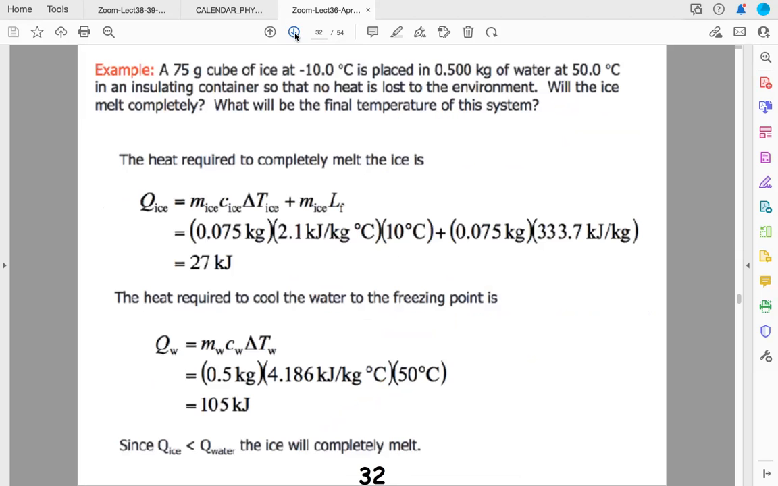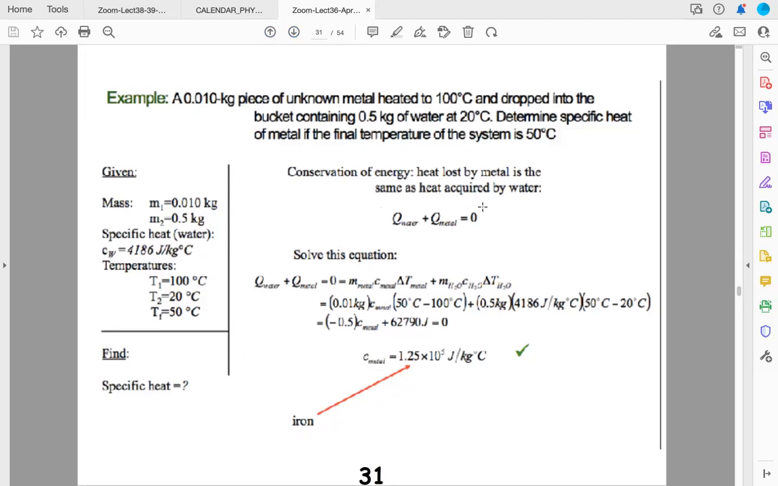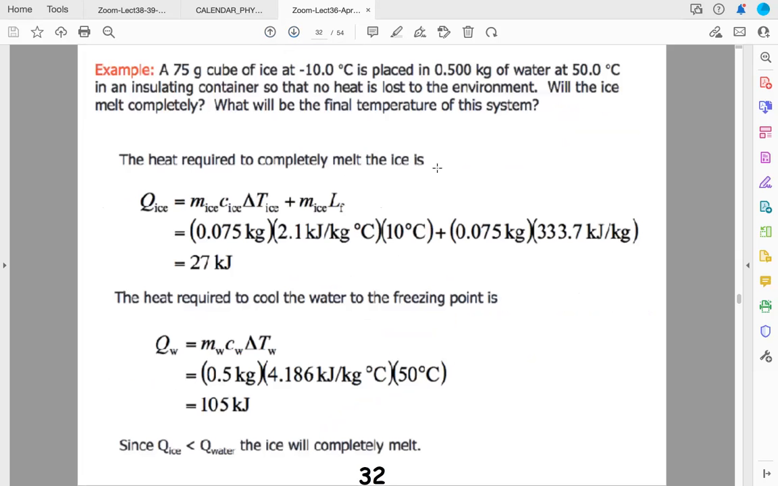So a bit more complicated, but not even that much. We just need to remember that it's an isolated system. And because it is an isolated system, you have Q of the water plus Q of the metal equal to 0. The heat is transferred from one object to another, it doesn't get lost. Very good.